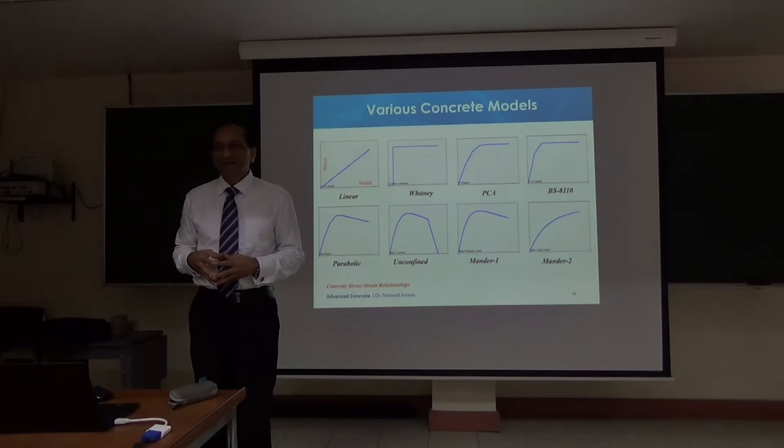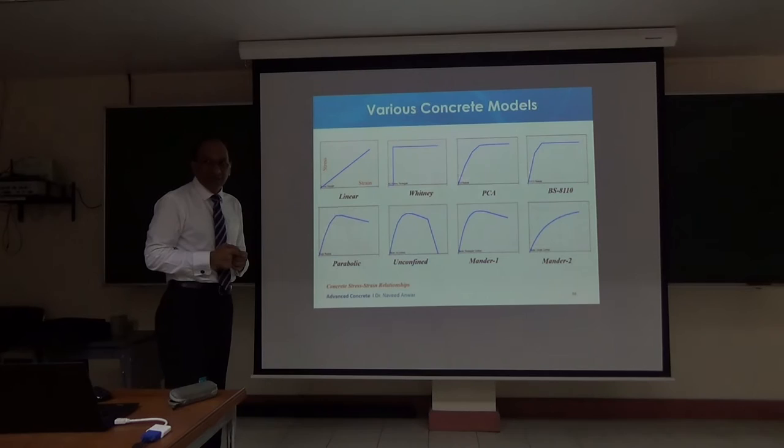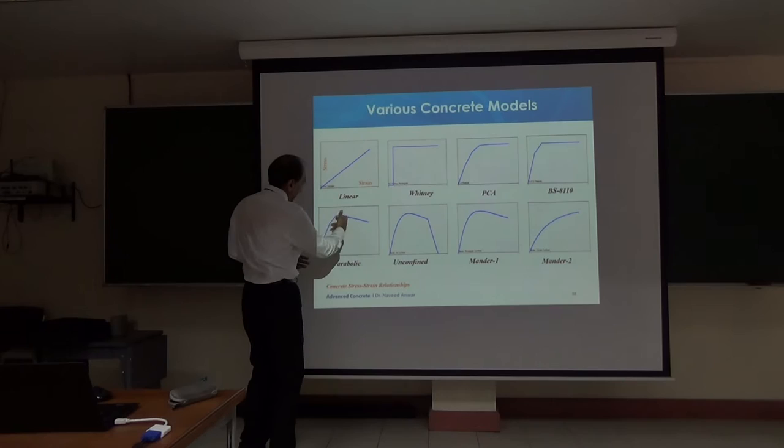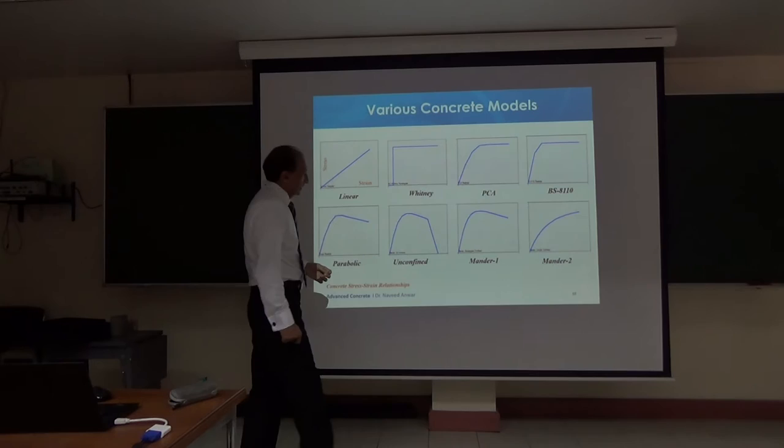So in real calculations, we never use ACI. We cannot use ACI. It is so unrealistic that it is not even considered in calculations of the capacities. These are better, parabolic or various kinds. These are more real. This goes up and goes down as a complete loop, right?